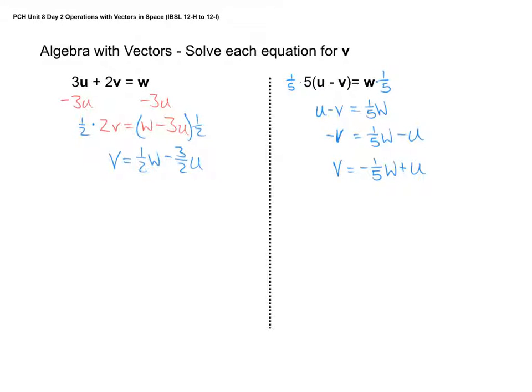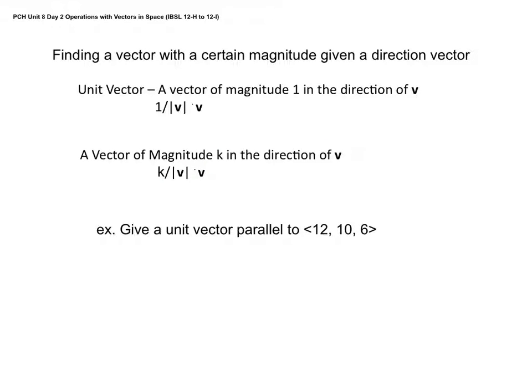Two other things I wanted to address here. Finding a vector with a certain magnitude in a given direction. This is something we've already done in 2 dimensions. The concept is the same. If we wanted to get a unit vector, remember we simply multiplied the vector by 1 over whatever its magnitude is. If we wanted to make it have a magnitude of a specific value, say k, we would multiply by the magnitude we want divided by the magnitude we have.